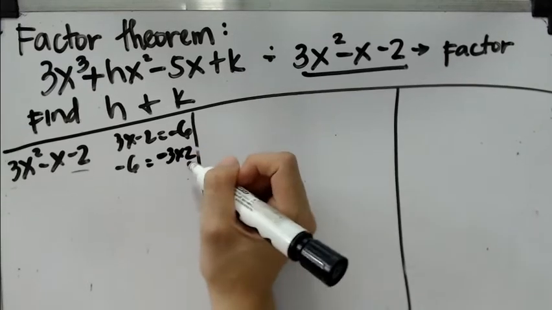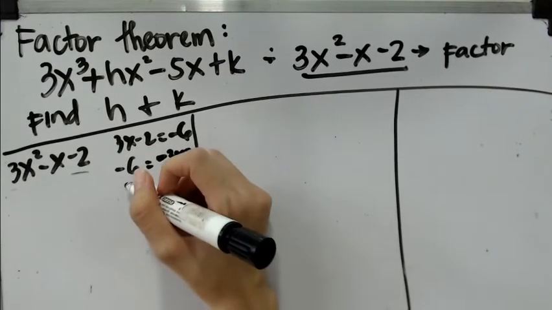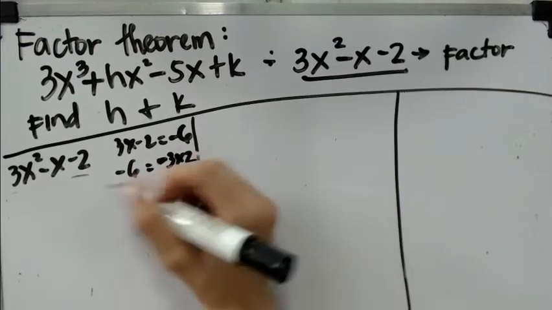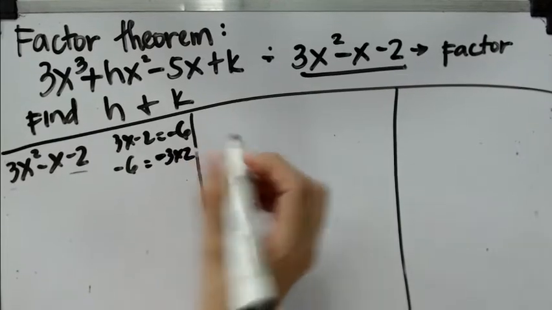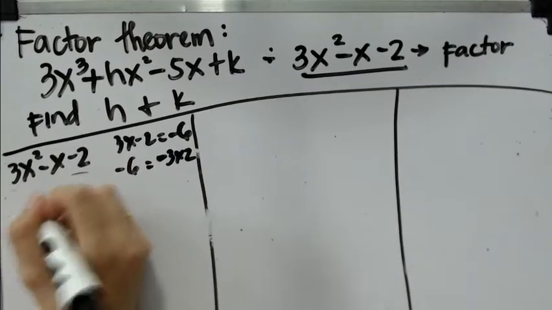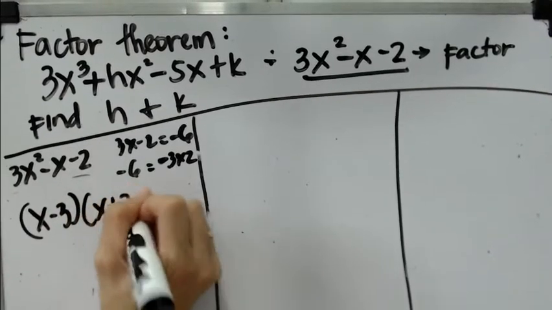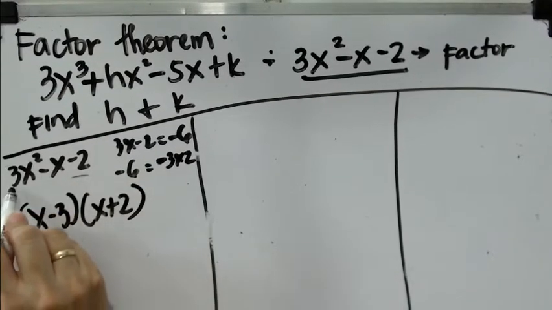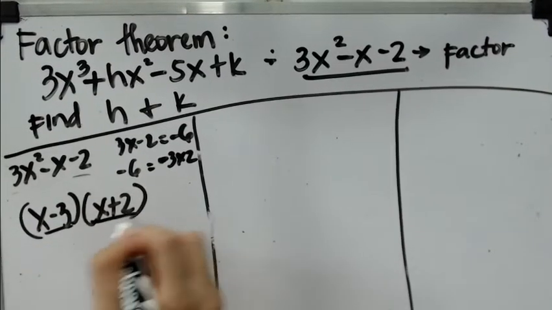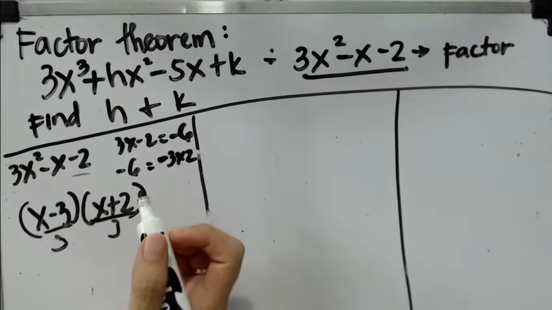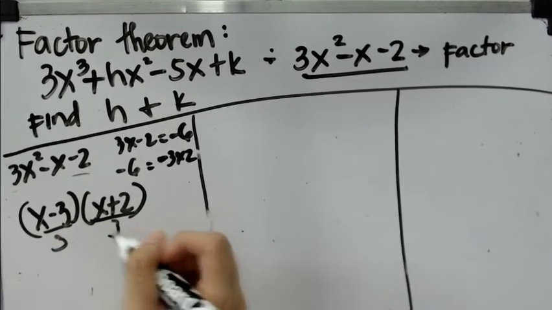Why negative 3 and 2? Because if we multiply negative 3 and 2, we are going to get negative 6. But if we combine, we're going to get negative 1. Negative 3 plus 2 is negative 1. And then we rewrite x minus 3 and x plus 2. Next thing we do is to get the first term, 3, to divide both by 3. If it is divisible, then you divide the last term. If it is not, you put it in the first term.